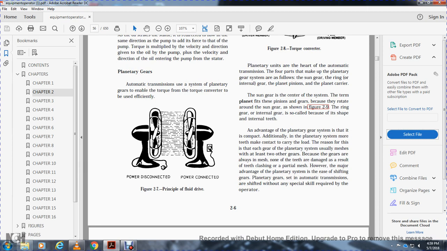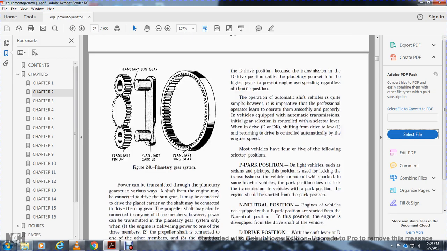The ring gear is an internal gear, so it is called that because of the shape of its internal teeth. The advantage of the planetary gear system is that it is compact. In addition, more teeth make contact to carry the load, because each gear of the planetary system usually meshes with at least two gears. Because the gears are always in mesh, none of the teeth are damaged by clashing in a partial mesh. However, the major advantage of the planetary system is the ease of shifting gears. Planetary gear sets in automatic transmissions shift without any special skill required by the operator.